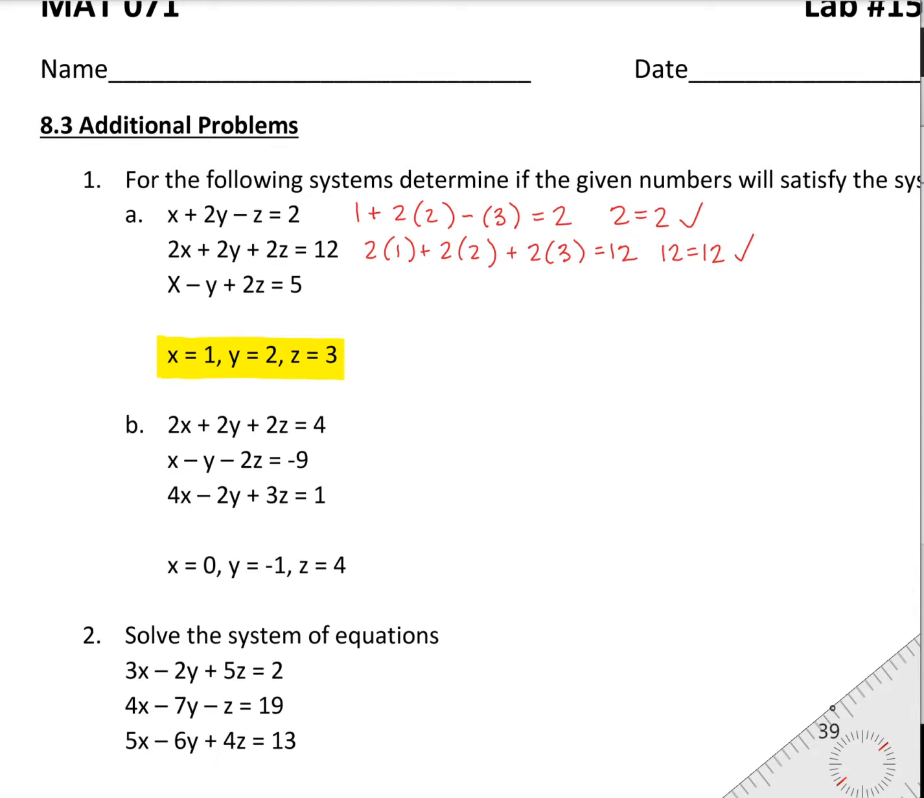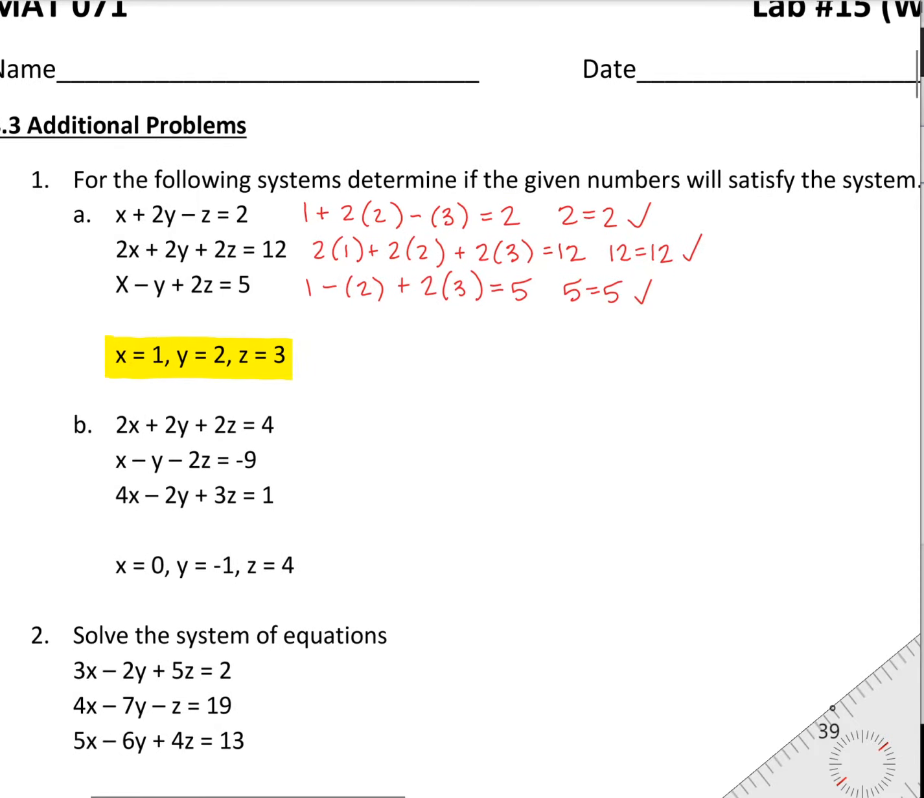So we have to try one more. 1 minus 2 plus 2 times 3, and we're going to see if it equals 5. 1 minus 2 is -1. -1 plus 6 is 5. So 5 does equal 5. So that one works. So in this case, to finish my problem, I'm not just going to do check marks. I'm going to say that yes, they satisfy.